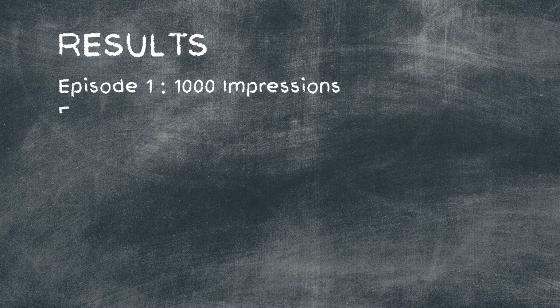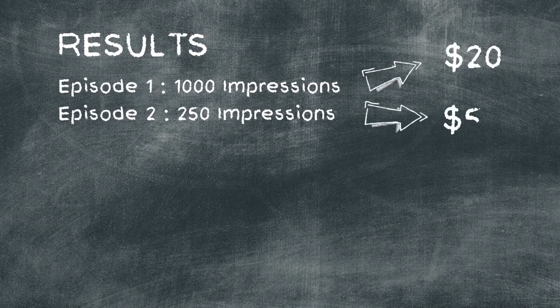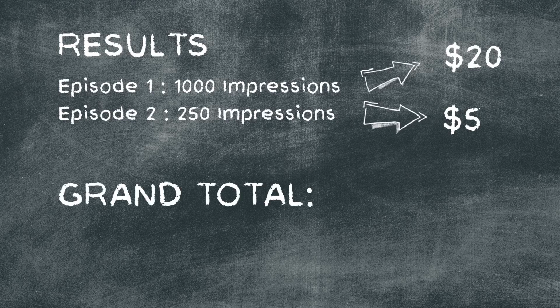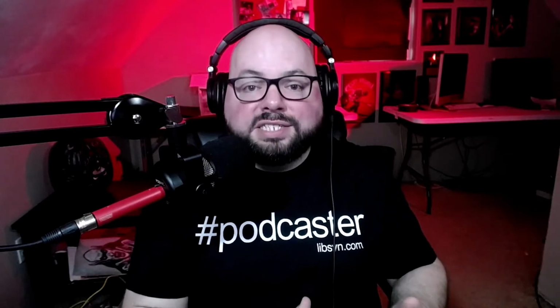Episode 1 gets 1,000 impressions. Episode 2 gets 250 impressions. This means that episode 1 got us $20 of ad revenue, and episode 2 only netted us about $5 worth of ad revenue, giving us a grand total of $25 of ad revenue for the entire month. This is not taking into account taxes or the percentage taken in by the platforms.